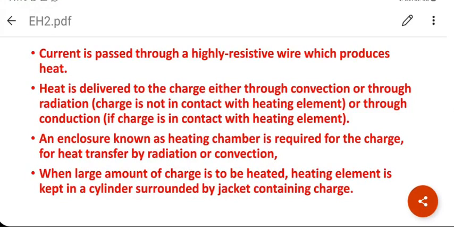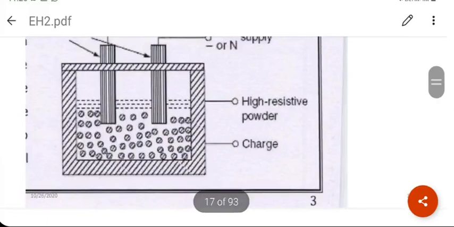The enclosure is known as heating chamber. That's probably a better word for this. Heating chamber for the outside container.